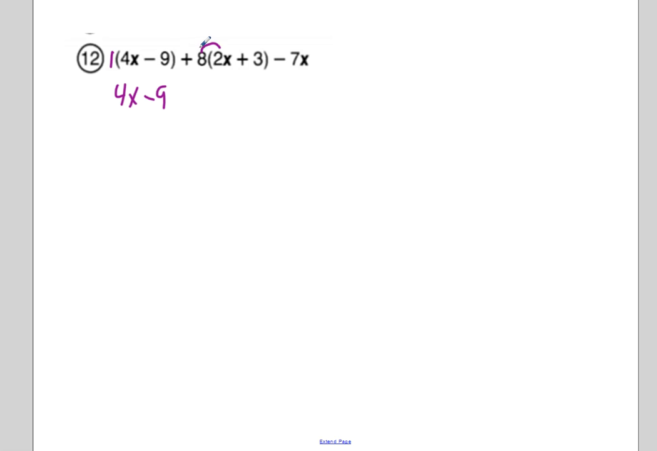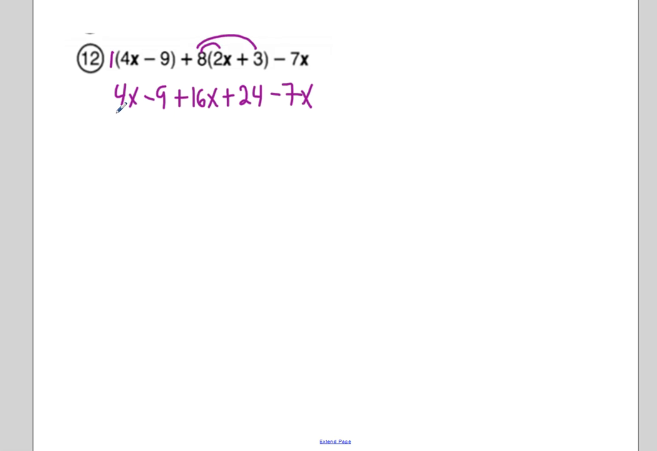I do have to distribute this 8. So that's 8 times 2x, positive of course, so that's going to be a plus 16x. And that's going to be a positive 24, which is what I write, positive 24 minus 7x.